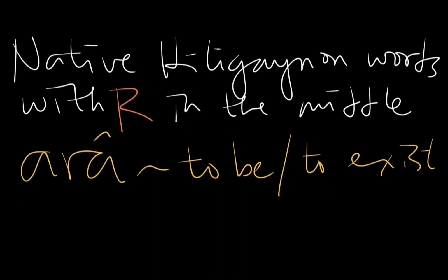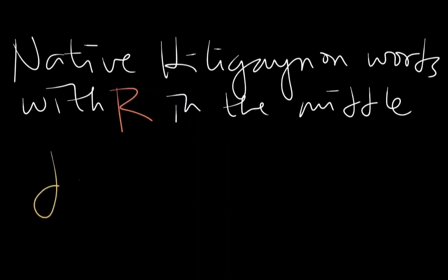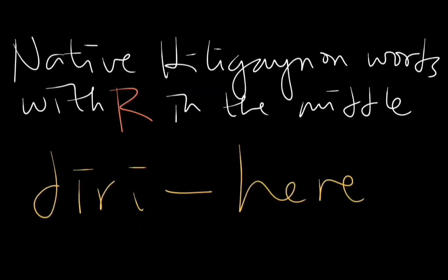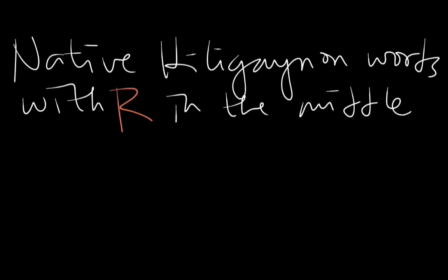Ara. A grammar lesson on existential verbs will be discussed in future videos, so do subscribe. Thank you. Now on to our next example. Diri, which means here. The stress is on the second syllable. Diri. Now let's have one more example of a native Hiligaynon word with the consonant ra in the middle.